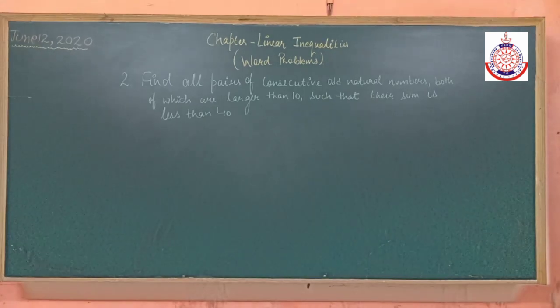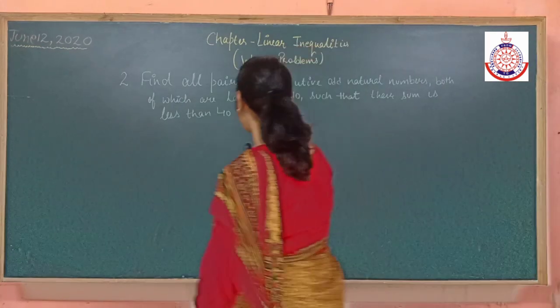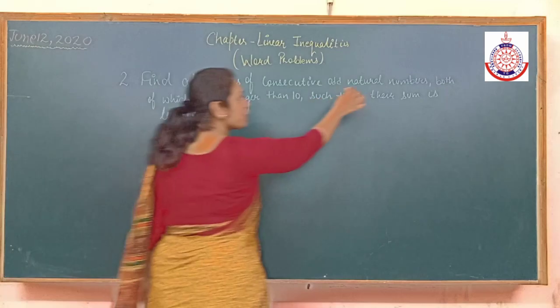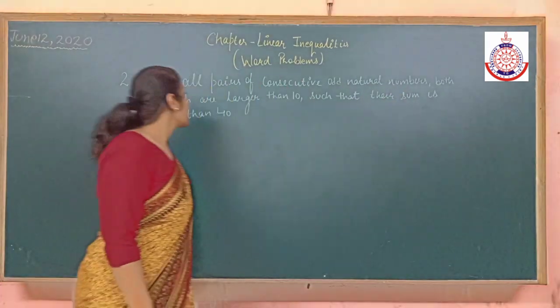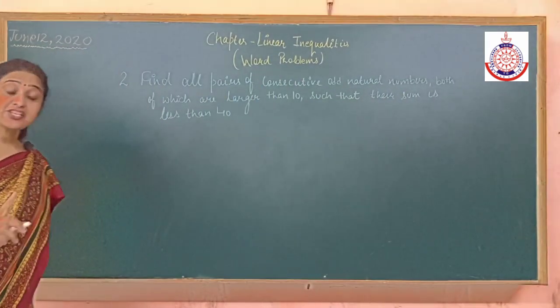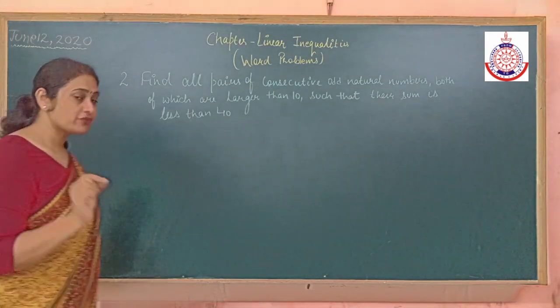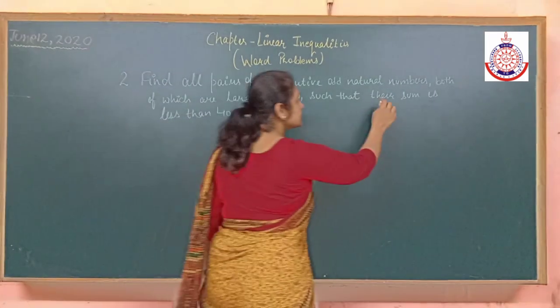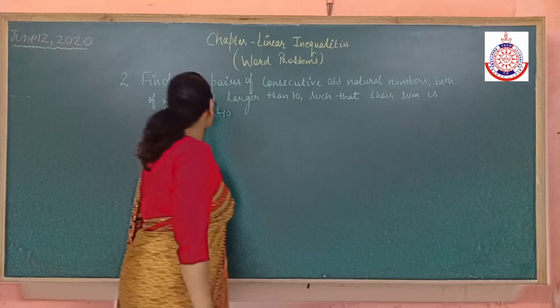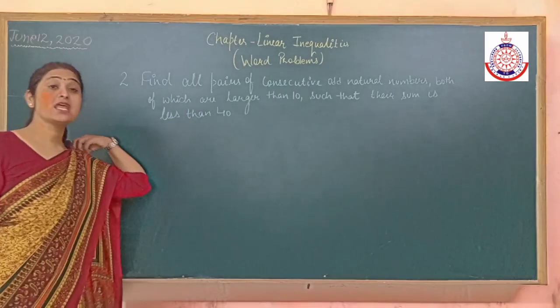Okay, let's take the next example. Find all pairs of consecutive odd natural numbers, both of which are larger than 10, such that their sum is less than 40.